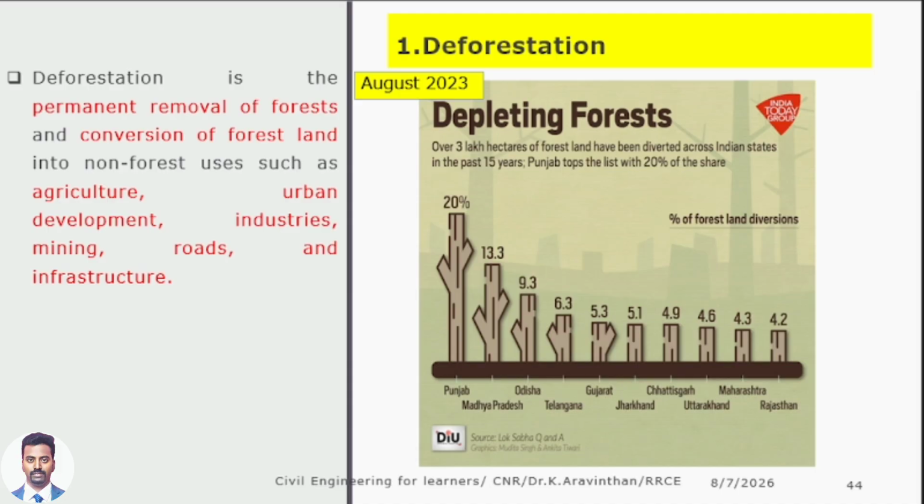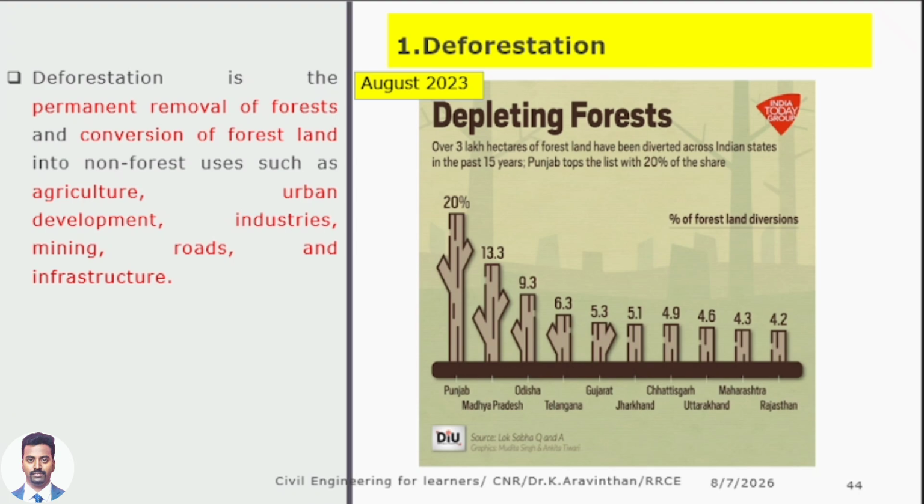Now in India today, this map was published in August 2023. This is available on the website. Sir, for what purpose are Indians cutting the trees? And which state is one of the topmost in cutting trees, which is called deforesting? You see that Punjab is 20%. They are topping. Next are Madhya Pradesh and Odisha.